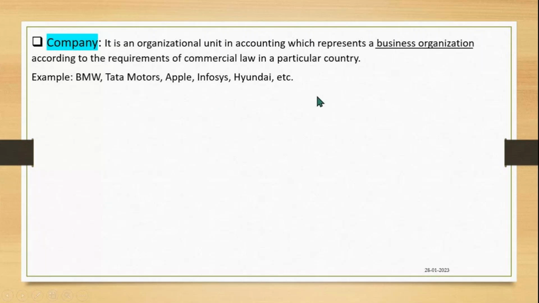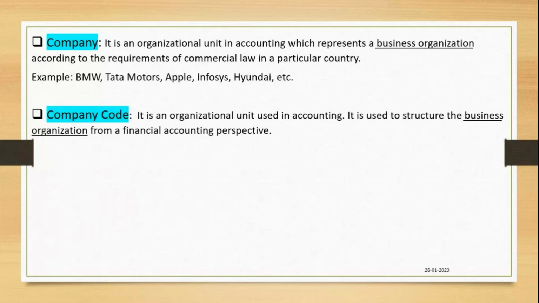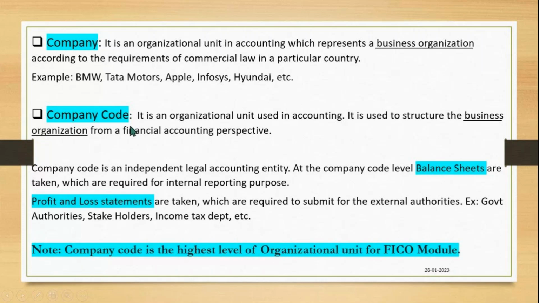So many are there. All these are companies. And then the company code. What exactly is the company code? It is an organizational unit in accounting. It is used to structure the business organization from a financial accounting perspective. I told you the company code is always on the financial accounting side. FICO will create it.